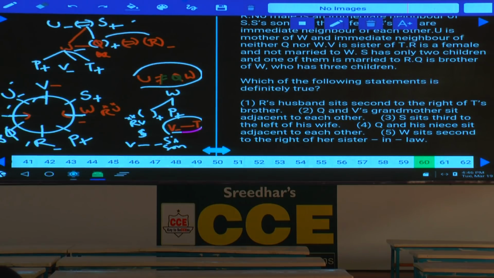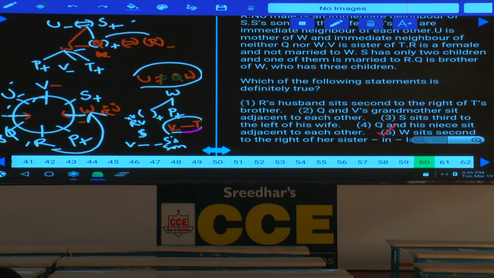Q and his niece are adjacent to each other. And who is Q's niece? V. Q and V are adjacent to each other. Is it true? That is also false. W sits second to the right of her sister-in-law. Who is the sister-in-law of W? R. W sits second to the right of R. That is definitely true. Choice 5.